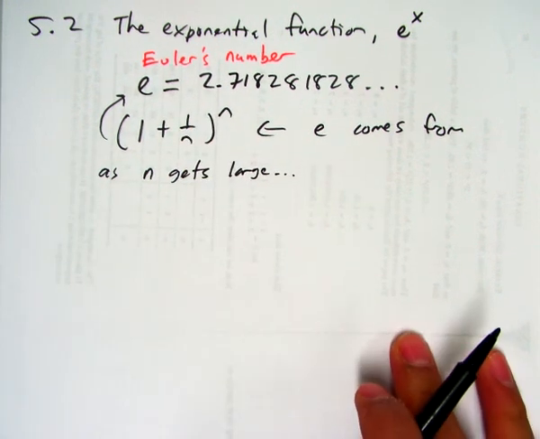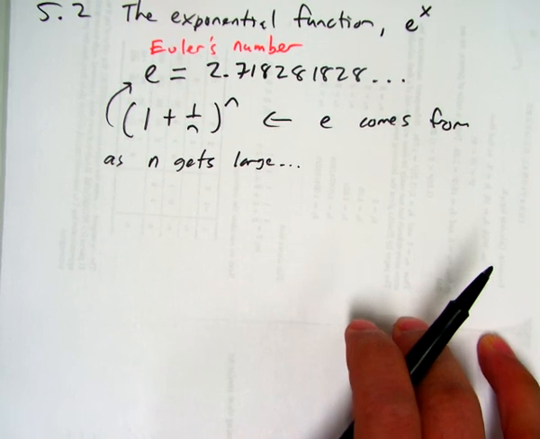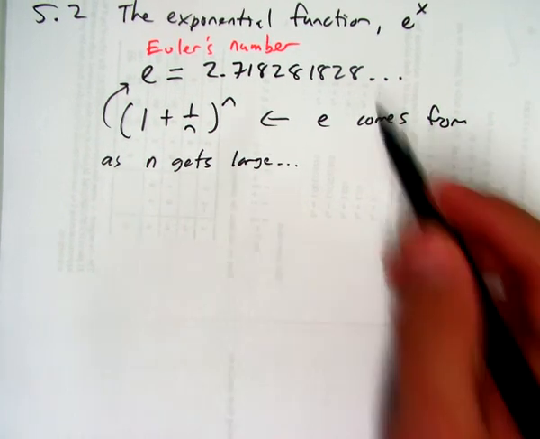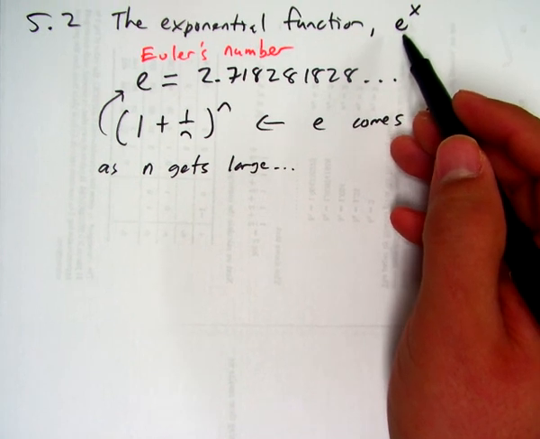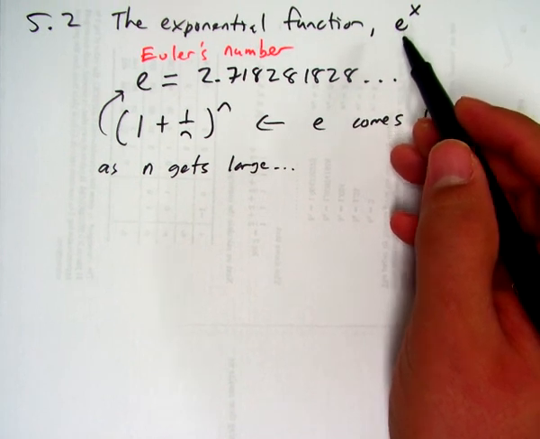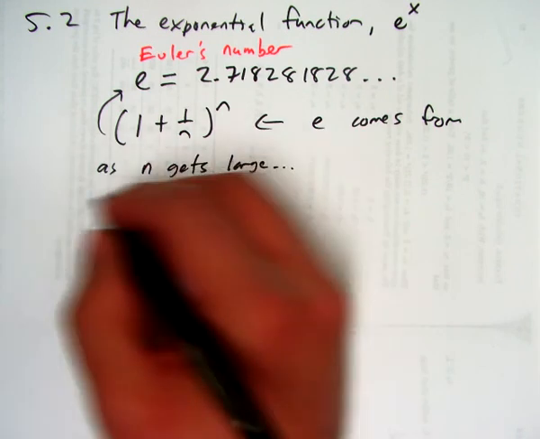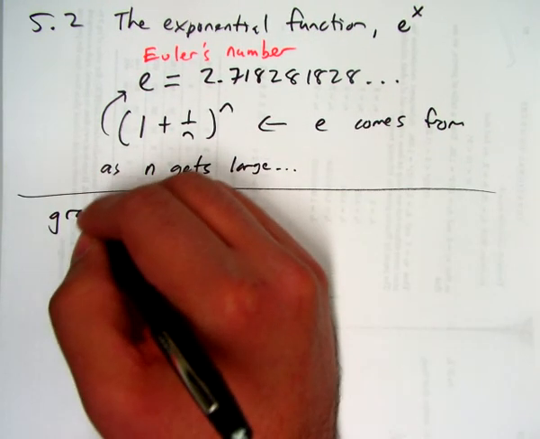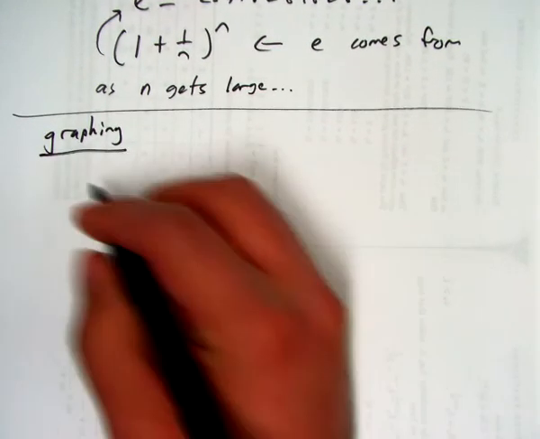And now there's going to be some things that you have to do this section. A couple of those would be to graph functions that are related to e to the x. And then we're going to talk about an interesting property related to what we did with average rate of change a while back. And so let's talk about graphing first. So let's just look at e to the x.